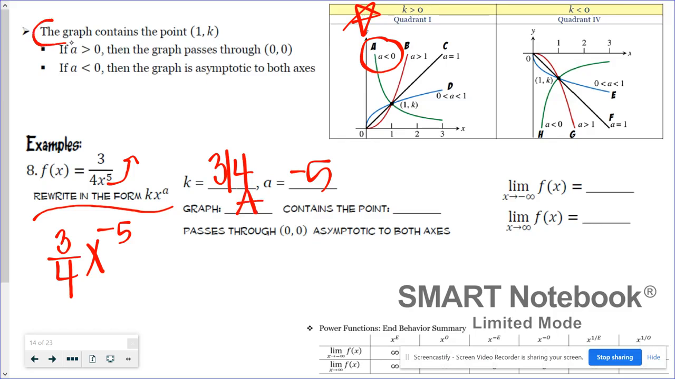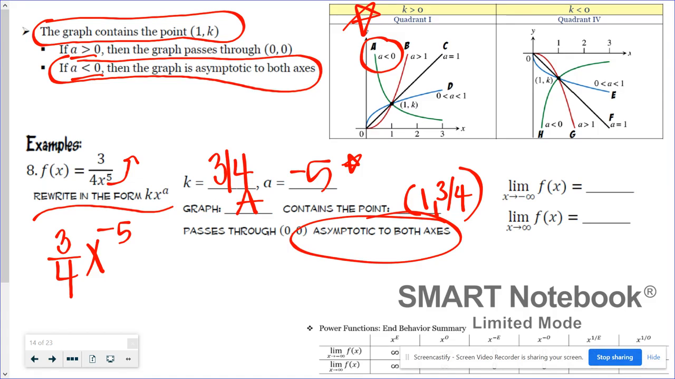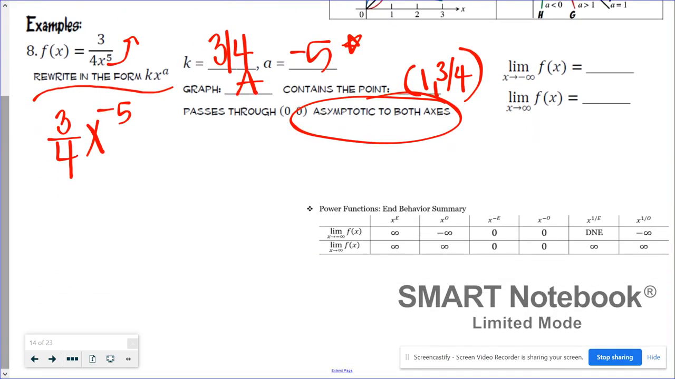Contains the point. All power functions contain the point 1 comma K, which means that this one contains the point 1 comma 3 over 4. Does it pass through 0, 0, or is it asymptotic to both axes? Well, this all comes down to the value of A. Our A value is negative 5, so if A is less than 0, that means it is asymptotic to both axes. For the end behavior, got my summary here. Okay, it all comes down first to that exponent. Our exponent is negative 5, so it's a negative odd integer, which means no matter what, the end behavior is 0.